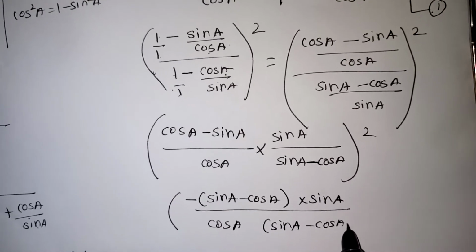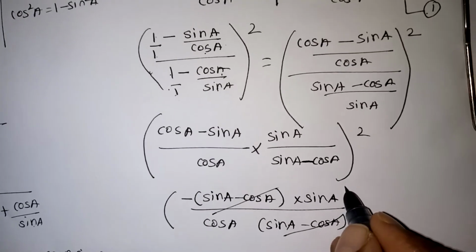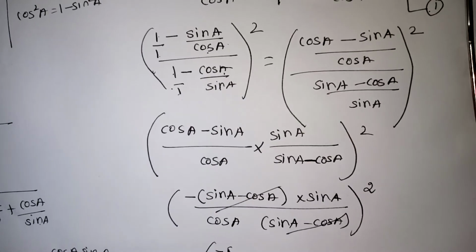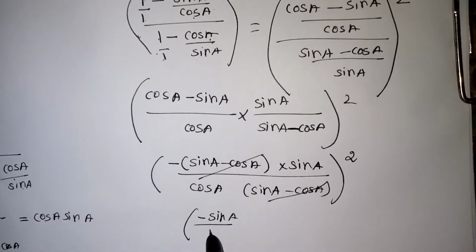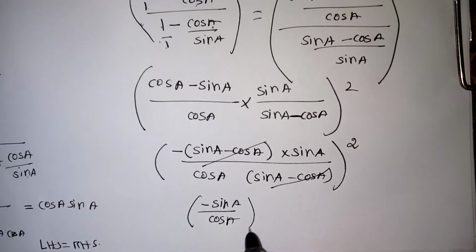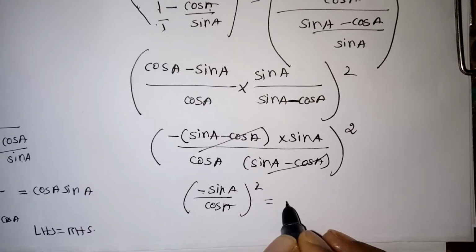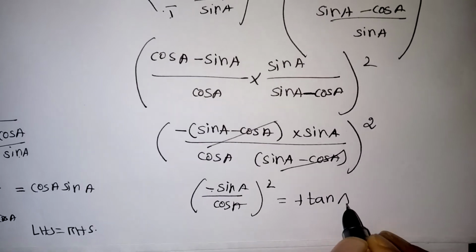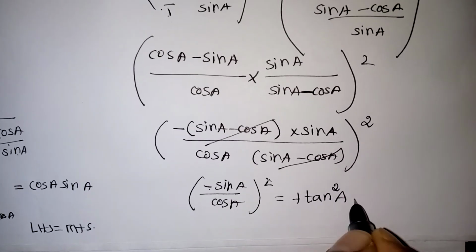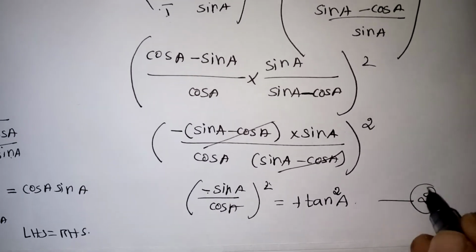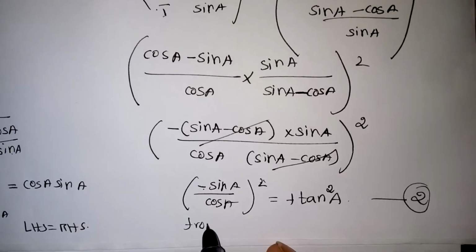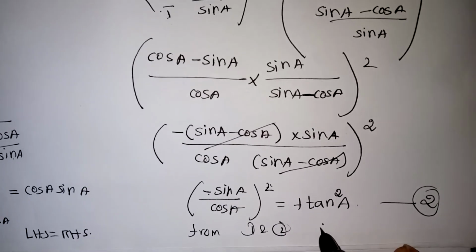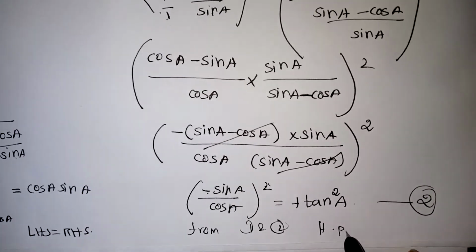So sin A − cos A, we have in the numerator and denominator, will get cancelled, the whole square. So the remaining answer is minus sin A by cos A, the whole square. So minus, when you are squaring it will become plus. Sin by cos is nothing but tan. So tan A, here the square is there, that is tan² A. So this is the second proof. So from 1 and 2 our proof is over. From 1 and 2, the given question is proved. Hence proved we can write.